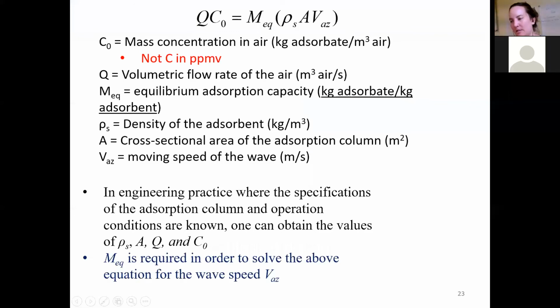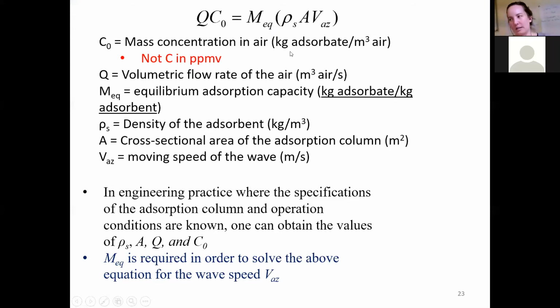In the mass balance, Q is the volumetric flow rate of the air, in cubic meters per second, and equilibrium, again, is kilograms of adsorbate per kilogram of adsorbent. Check the table when you use it. This is the concentration in the air. You'll have to pay attention to the units here and make sure that it matches up.